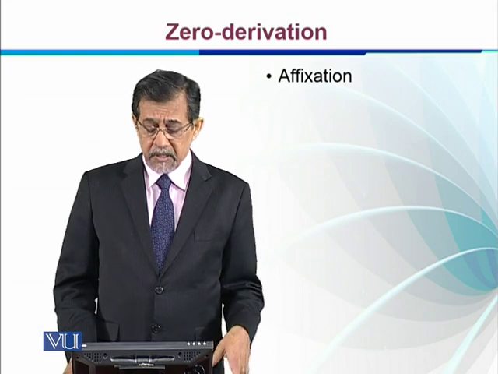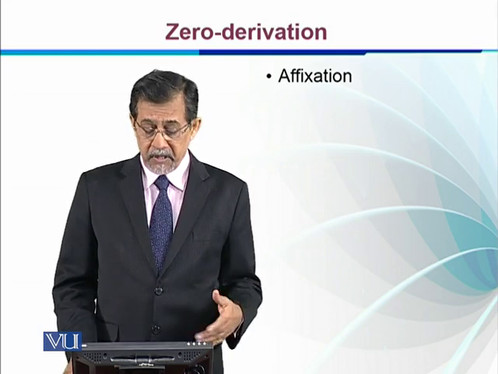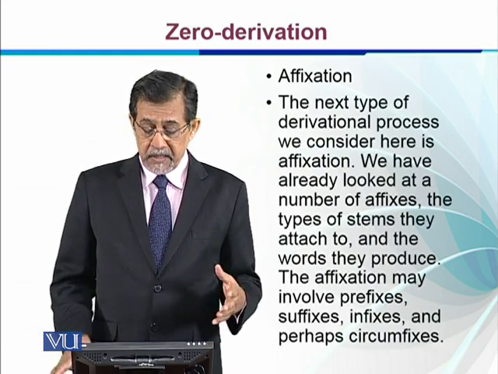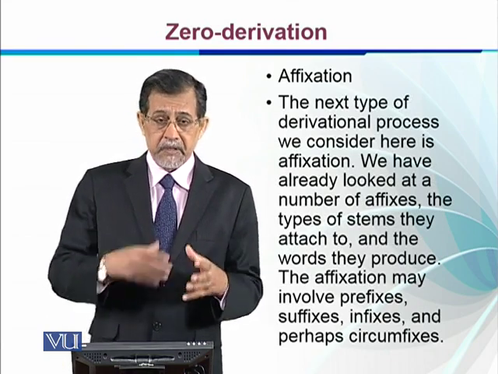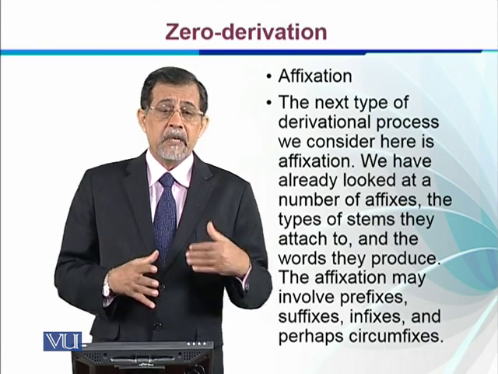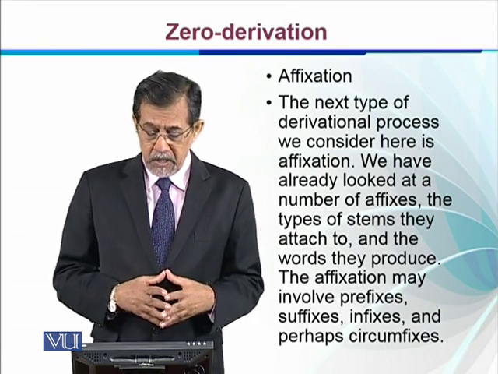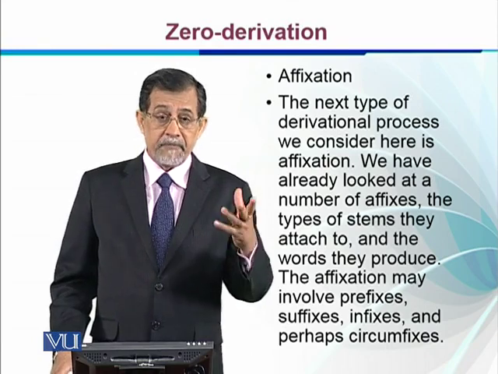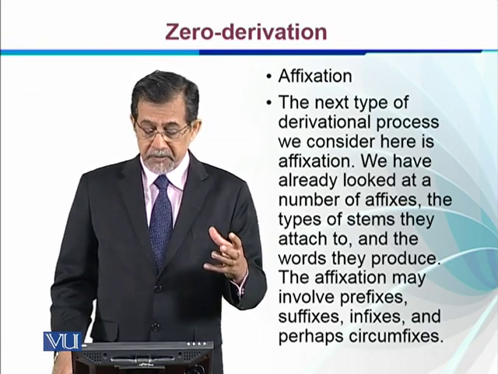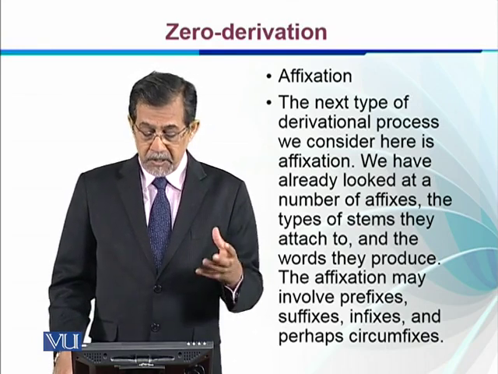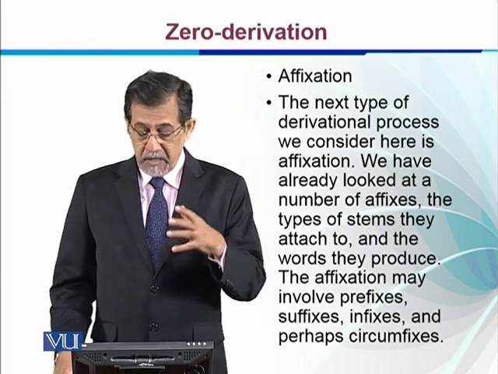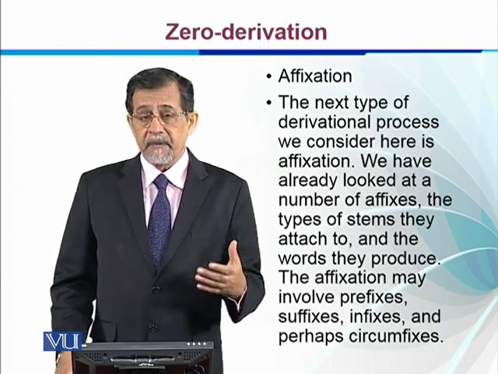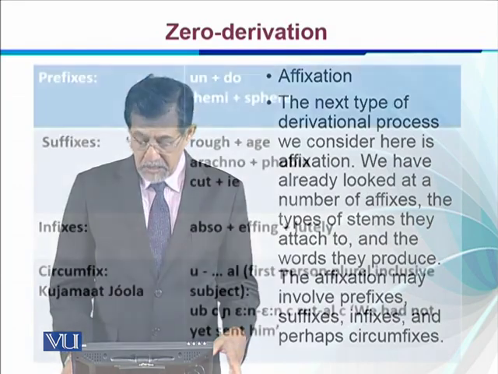Another process, affixation. We have talked about affixation, right? The next type of derivational process we consider here is affixation. With the help of affixes, we make new words. We have already looked at a number of affixes, the types of stem they attach to, and the words they produce. The affixation may involve prefixes, suffixes, infixes, perhaps circumfixes. We talked about all these things.